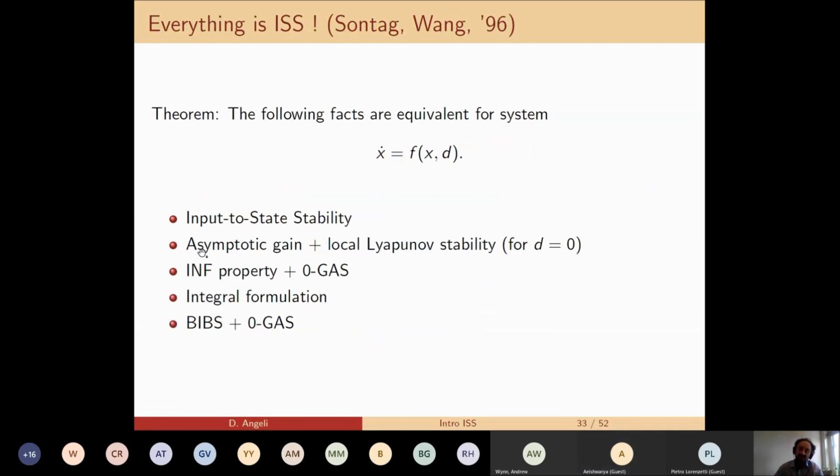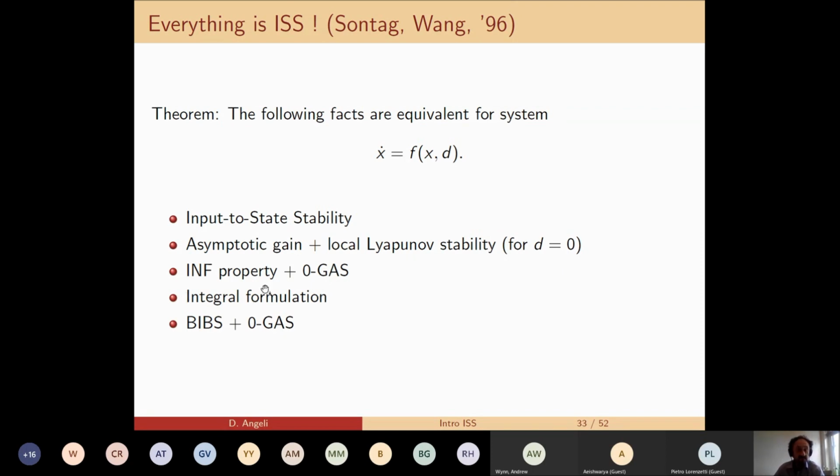So the result here tells us that, in fact, a lot of these properties are equivalent to input to state stability. So asymptotic gain plus local Lyapunov stability, and then this inf property that I was just talking about, plus 0 global asymptotic stability. We need global asymptotic stability in the absence of disturbances because we haven't really assumed that function gamma to be class K infinity, so we haven't even assumed that for d equals 0 things would be fine.